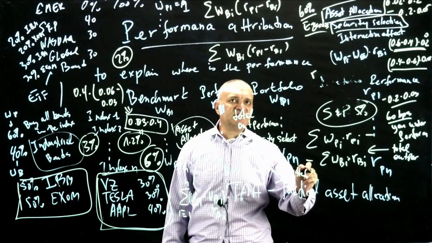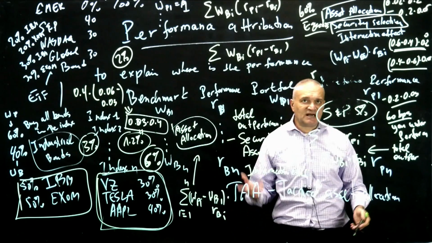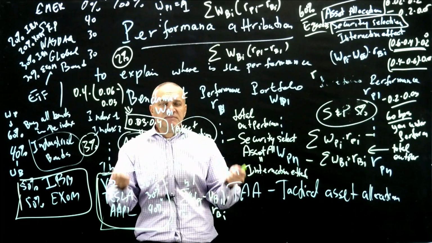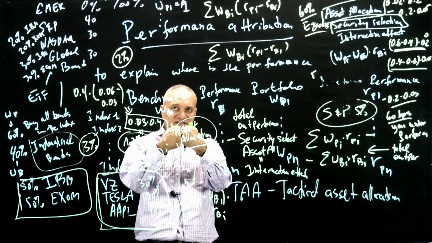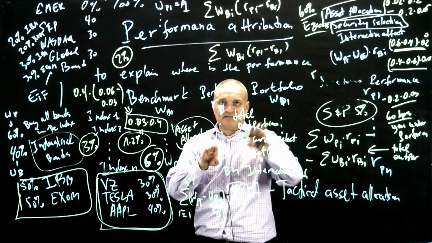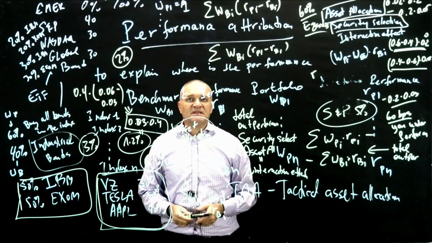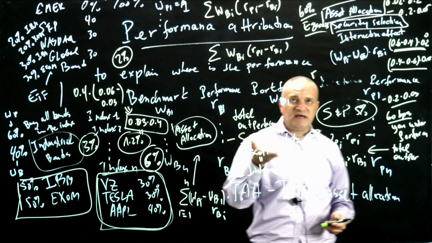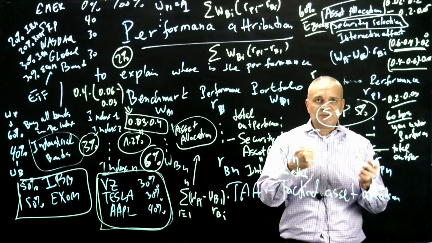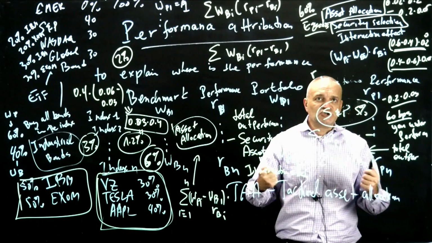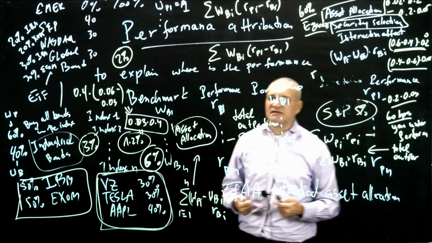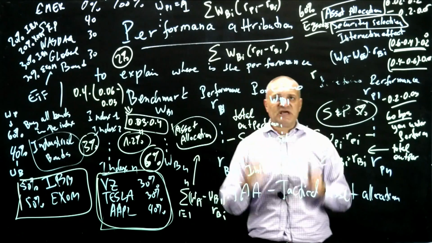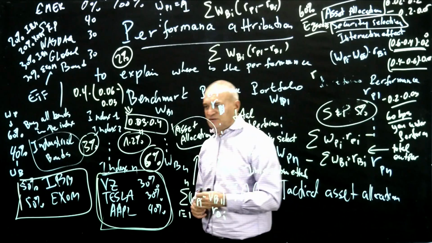The interaction effect is basically your sheer element of luck. If you made two choices, maybe they strengthened each other, but maybe they canceled each other. So this measures how good your choices are when combined, how your security selection as a portfolio manager and your asset allocation as a portfolio manager work together.